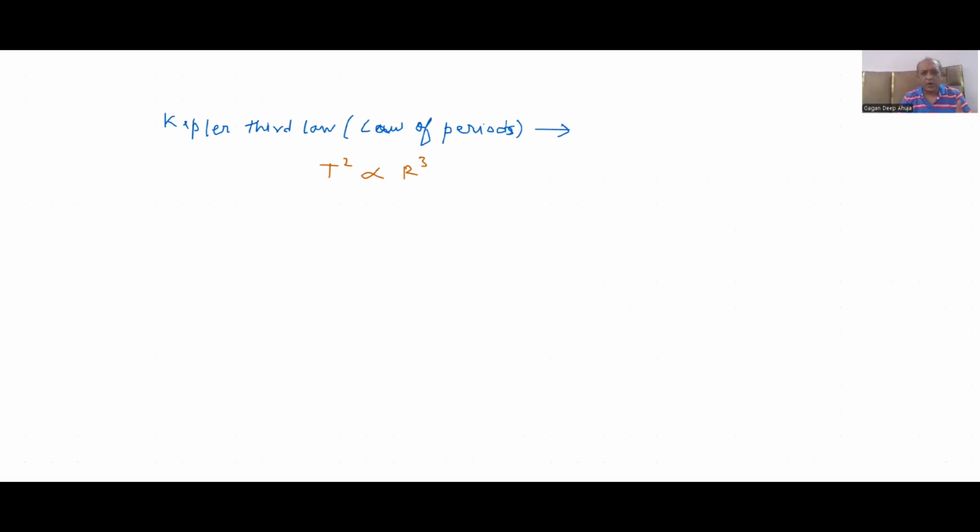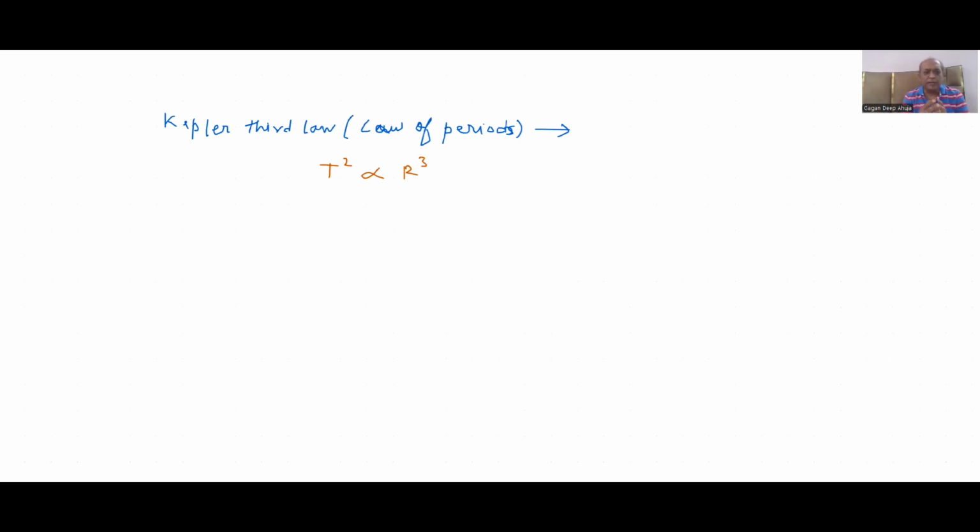This law is very important from the numerical point of view, because a lot of numericals are asked from this law. And the most remarkable thing about Kepler's laws of planetary motion, especially this law, is that not only the planets but also the satellites revolving around any planet obey this Kepler third law. Even the artificial satellites that we are launching even today still obey this Kepler third law of planetary motion.